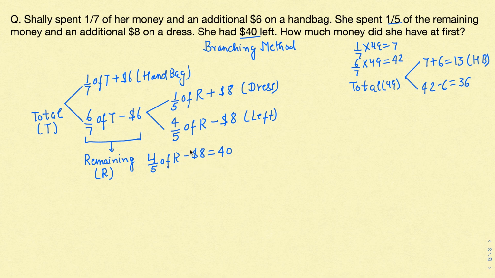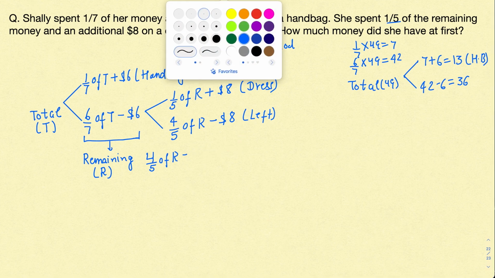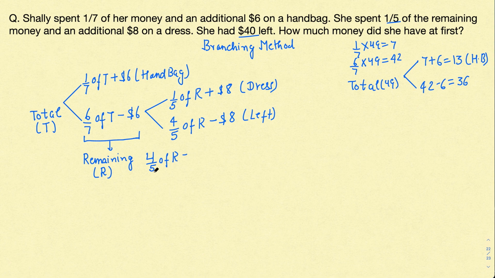So now we have to get rid of $8 from the left hand side. How can we do that? Just add $8 on both the sides. In place of writing $8, let's keep it simple. So we can write 4 by 5 of remainder minus 8 equals 40.